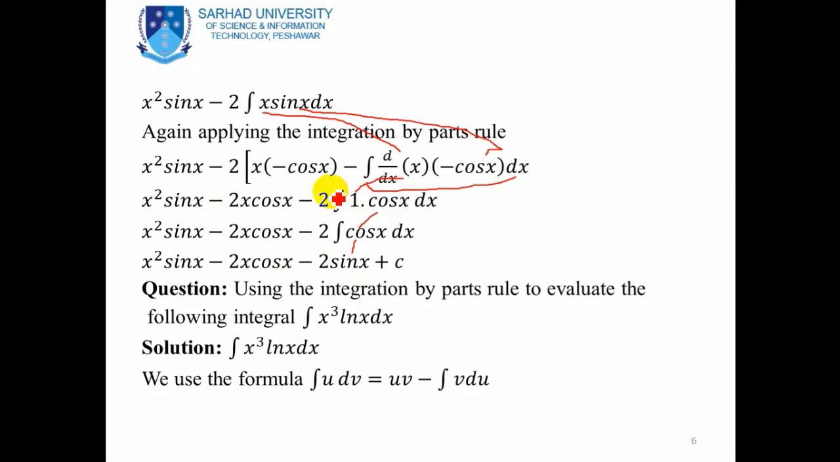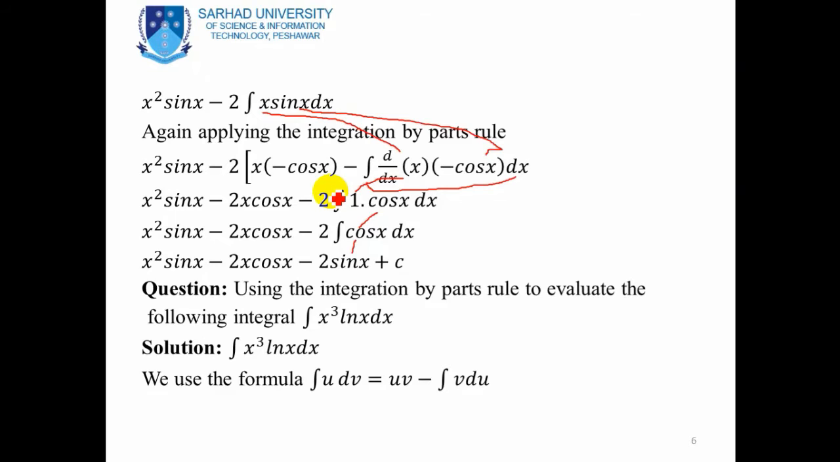Dear students, why do we not consider the trigonometric function as the first function? If we consider it as the first function and apply the derivative, the derivative of sine will be cos, and the derivative of cos will be minus sine. The term will not disappear. And if we consider the trigonometric function as the second function, then again sine becomes cos, and cos converts to sine by applying the integration.